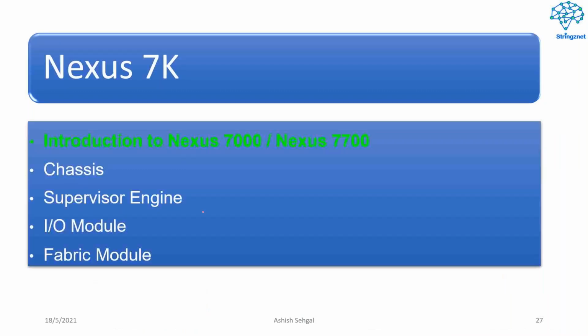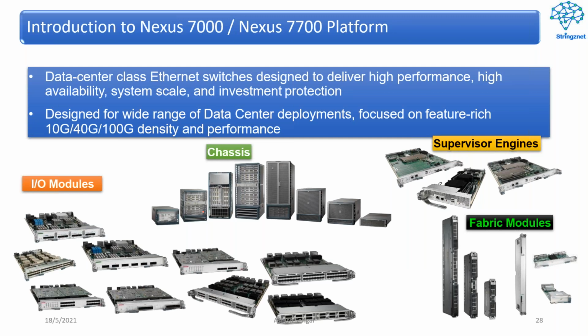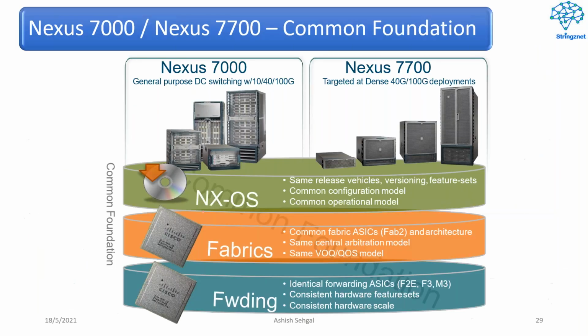We are going to talk, if time permits, about various input output modules, the chassis, the supervisor engines and fabric module. But the most important is to talk about the chassis to begin with. All right, Nexus 7000 is a common foundation for Nexus 7000 and Nexus 7700. They share the common foundation in terms of the operating system, the concept of the fabric, and the concept of forwarding. Guys, you know what I call it? I call it marketing.